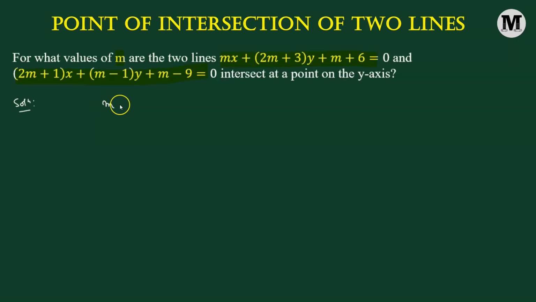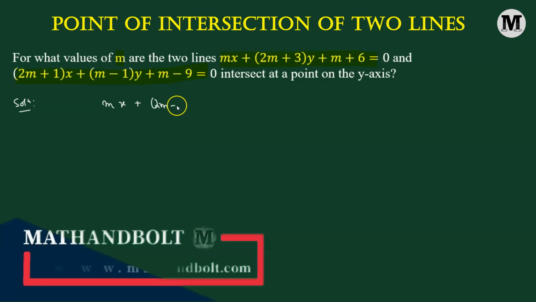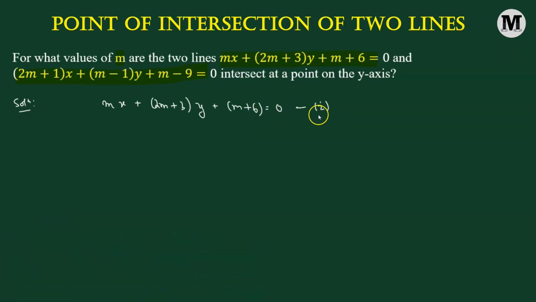Now first, we're going to consider the two equations of the line. We have mx plus (2m plus 3) times y plus m plus 6 equals 0. So that's the first equation. And then we have the second equation, where the coefficient of x is 2m plus 1, the coefficient of y is m minus 1, and the constant term is m minus 9, equals 0. So let's label this as number 2.